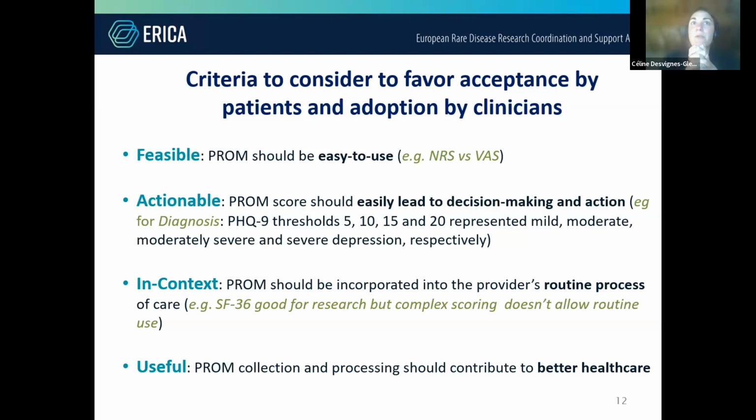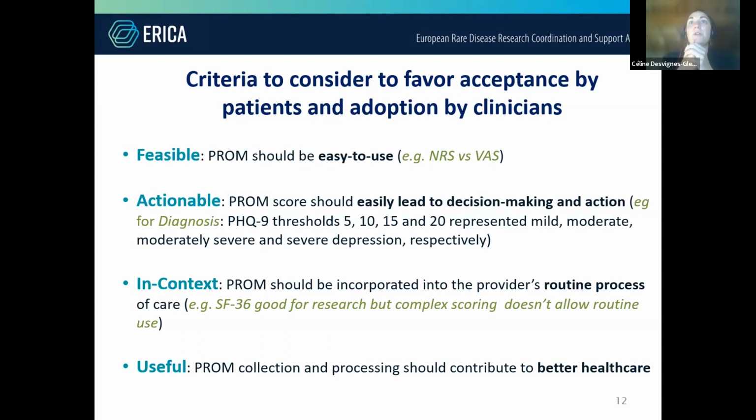The questionnaire should also be actionable, meaning that the score should lead to an easy decision and a diagnosis. Here we have given the example of the PHQ-9, where the score allows different thresholds. If it's below 5, or between 5 and 10, or above 20, then you have a better understanding of the severity of the depression.